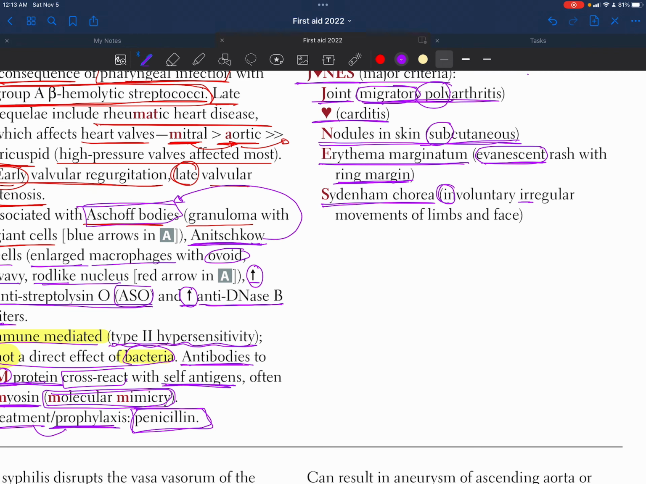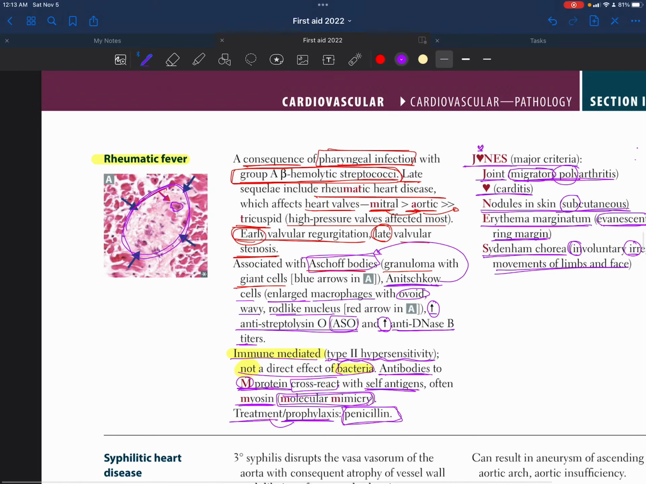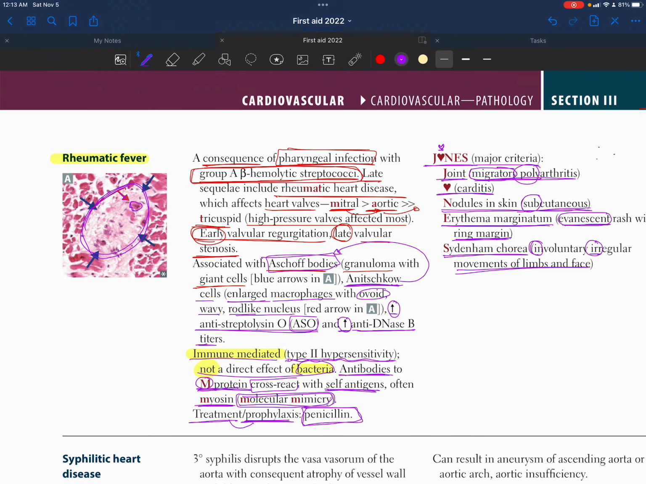We can also have Sydenham chorea, which is involuntary, irregular movements of the limbs and face, due to immune complex deposition in the brain, specifically in the basal ganglia. So that should be it for rheumatic fever.